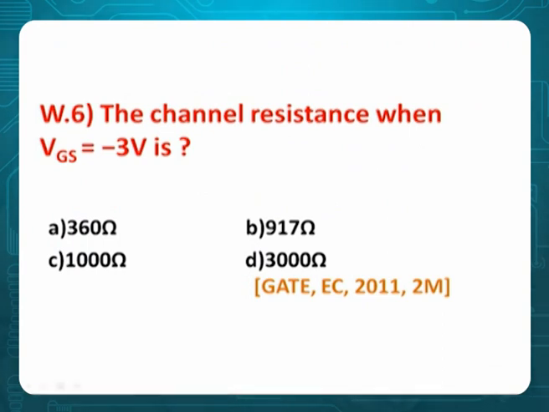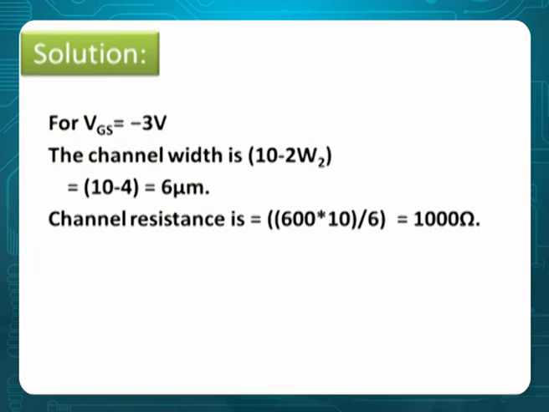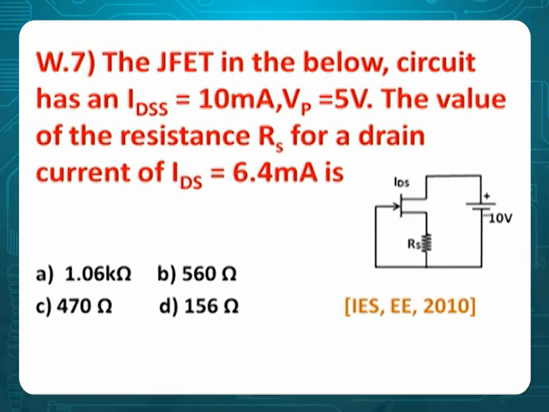Then problem 6. The channel resistance when VGS is minus 3 volts. Now the voltage is changed. How much is the channel resistance? VGS minus 3. Therefore, channel width is 10 minus 2 into W2. So 10 minus 2 into W2 is 4, 6 micrometers. So for 6 micrometers, what is the ratio? For 10 micro it is 600. For 6 is how much? That is 1000 ohms. So that is the option C. 1000 ohms. Let's go to problem 7.